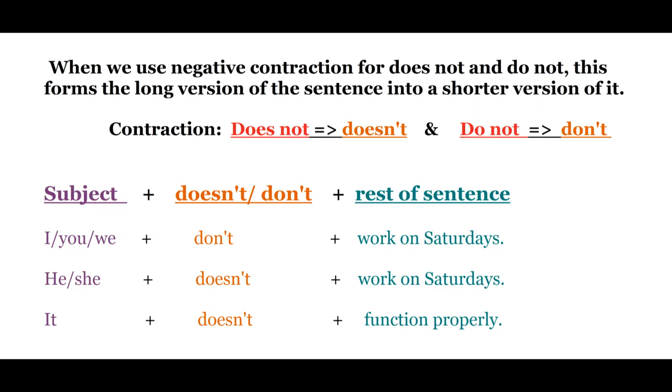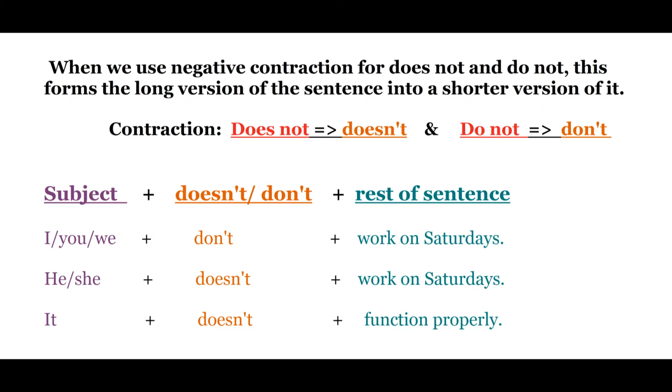When we use negative contraction for does not and do not, this forms the long version of the sentence into a shorter version of it. The contracted form of does not is doesn't, and the contracted form of do not is don't.